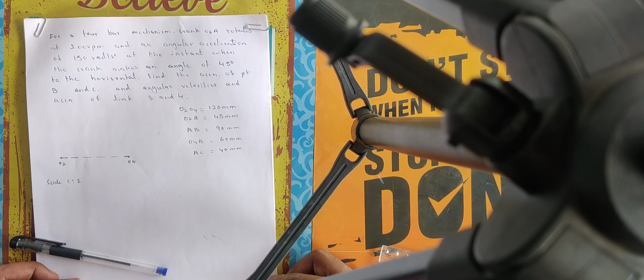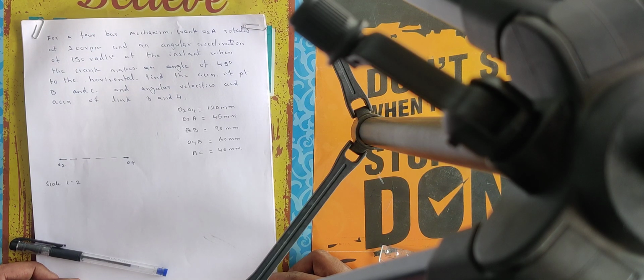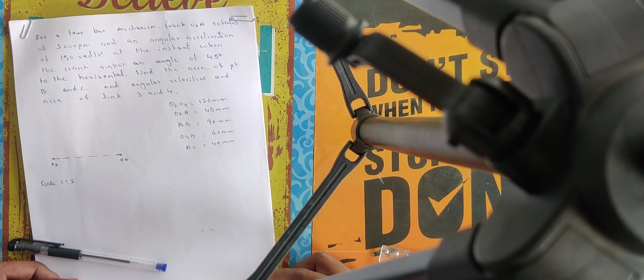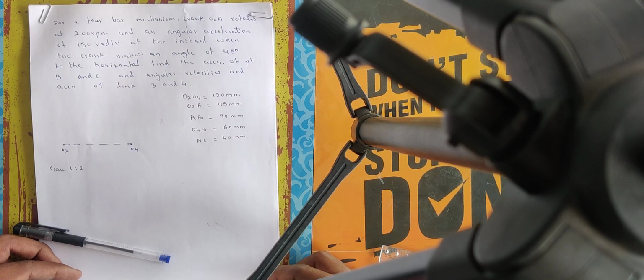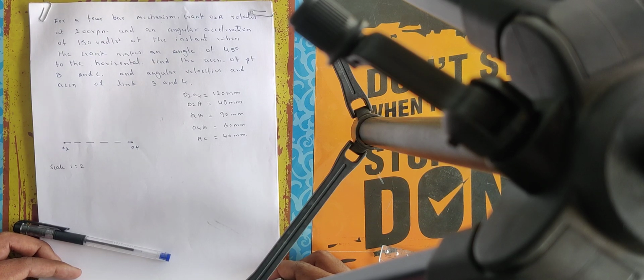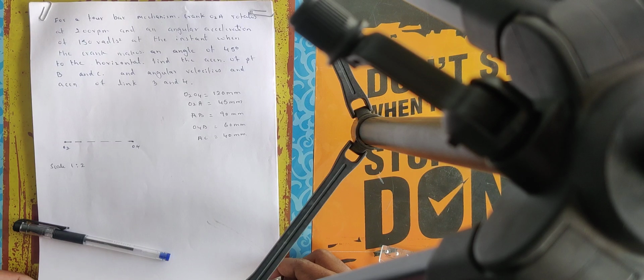So here what we are planning is to construct this particular mechanism. First we will be constructing the configuration diagram. I'll read out the dimensions of the mechanism: O2O4 is 120 mm, O2A is 45 mm, AB is 90 mm, O4B is 60 mm, and AC is 40 mm. First we'll reduce the scale because it has to fit the paper, so we need to reduce it.